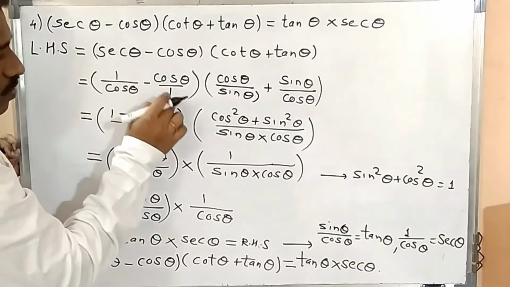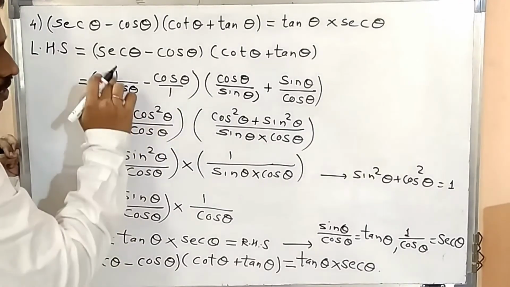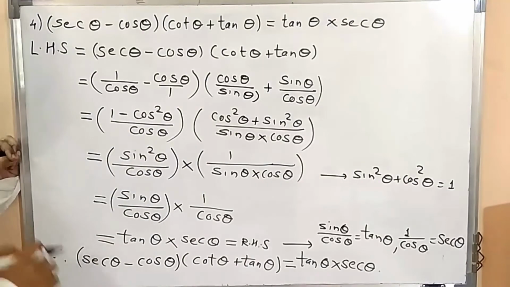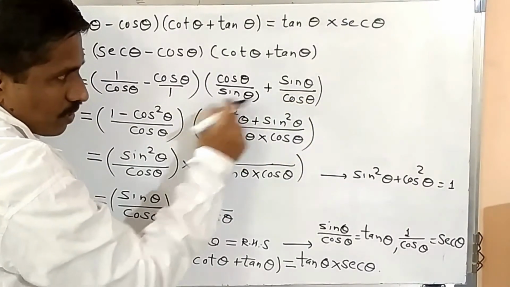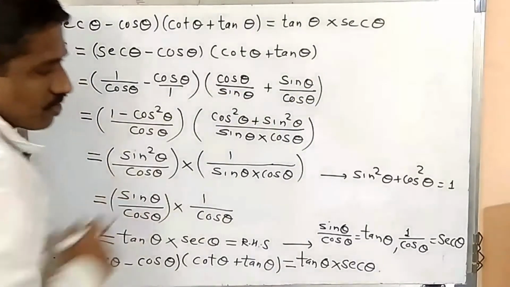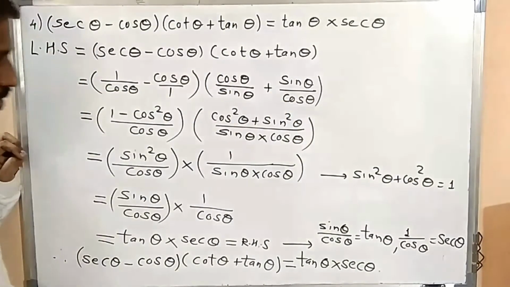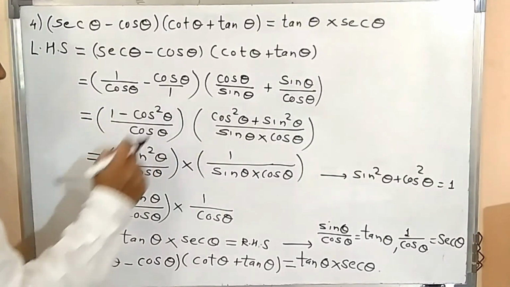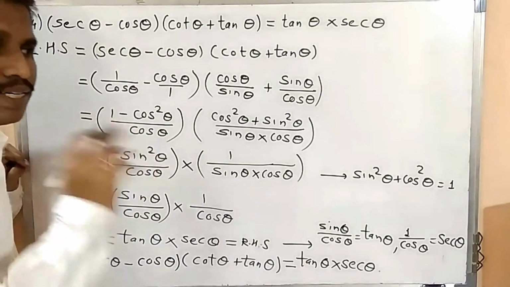So what I will get, 1 into 1 is 1. Cos theta into cos theta is cos square theta. So this will become 1 minus cos square theta upon cos theta. To add this, cos theta into cos theta is cos square theta, plus sin theta into sin theta is equal to sin square theta. So in the denominator, place sin theta into cos theta. As I know that 1 minus cos square theta is equal to sin square theta. This is nothing but identity.